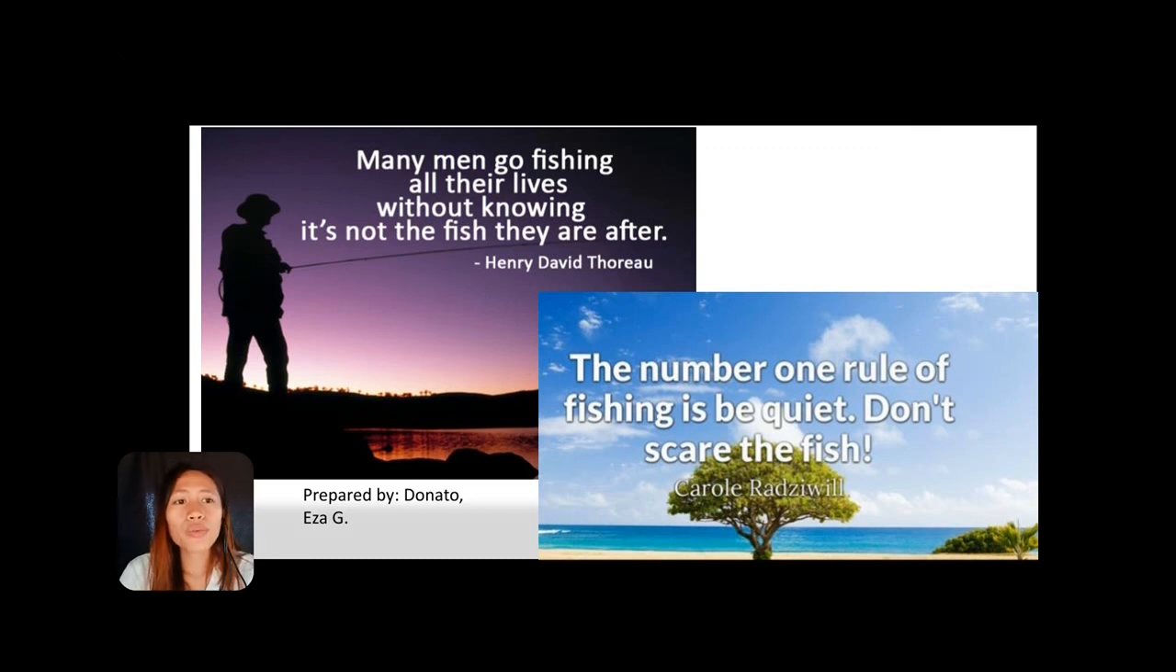So the number one rule of fishing is be quiet. Don't scare the fish. It is from Carol Radziwill. So ang number one rule gyud sa fishing kung mangisda ta is hilom ra gyud. It is not literally nga hilom ra nga as in di ka mo tingog. It is actions nga dapat buhaton nga kanang friendly nga pagpangisda nga ato ang buhaton, which is dili na mahadlok ang fish nga magpadakop or magpakaon na to, dili na managan og dili na mo extinct.